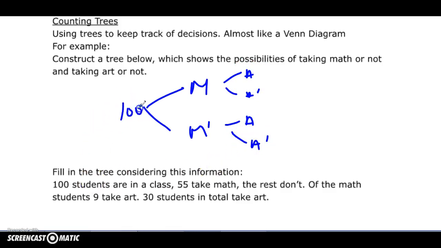And the question is below here. Sorry, I forgot what I was doing. So you have 100 kids in total. 55 take math, and 45 don't take math. We're going to fill this tree out.